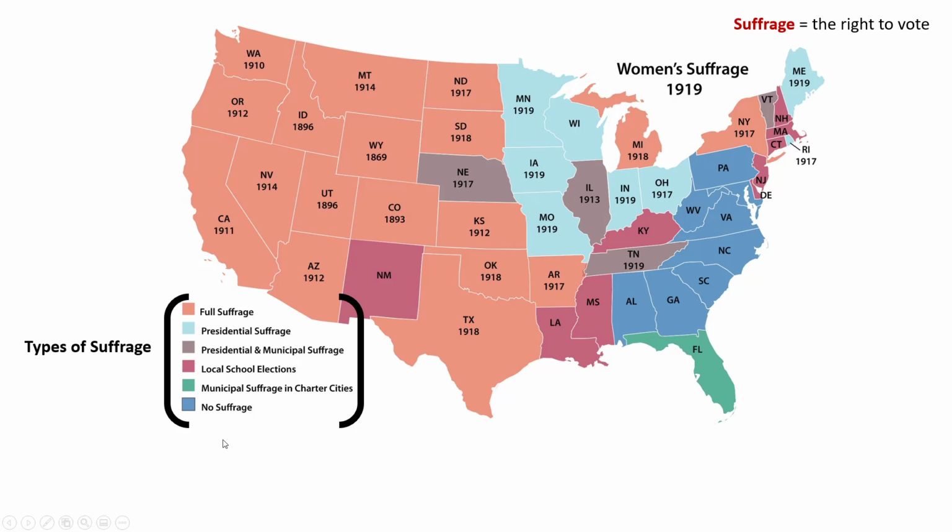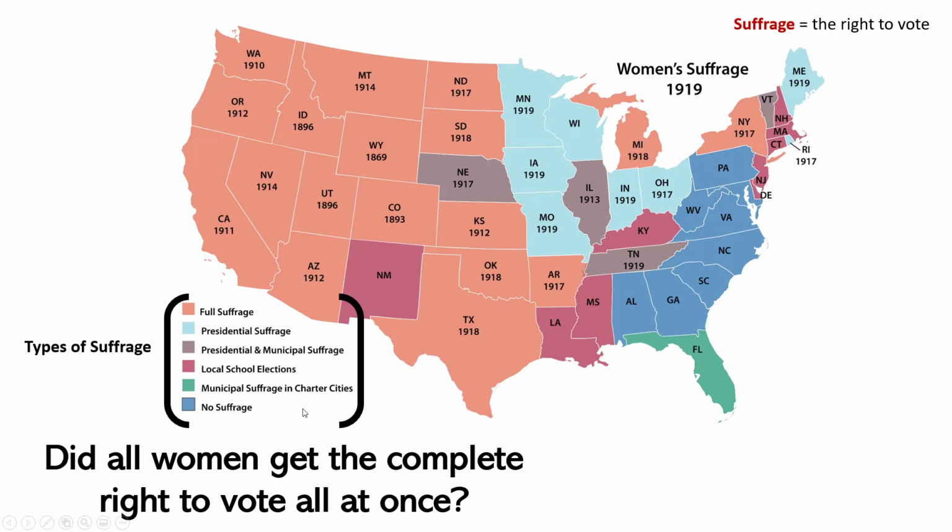So, where did women get the right to vote first? Where they got the complete right to vote? Well, it's in the West. Remember, the West was kind of the Wild West at this time. People had moved there from the Northeast looking for better opportunities. They took advantage of the Homestead Act to get that free land and set up farms and ranches, and they went to California and Alaska and other places to do gold mining.